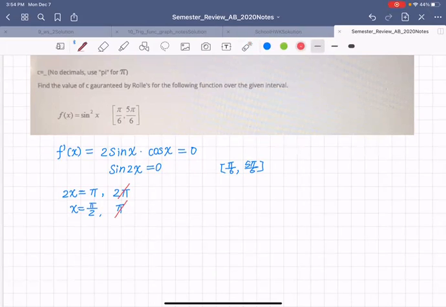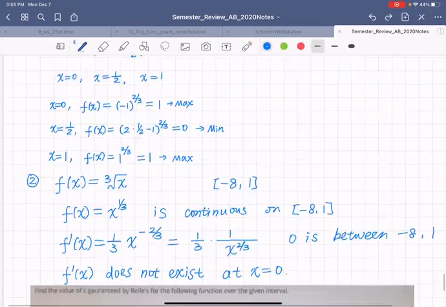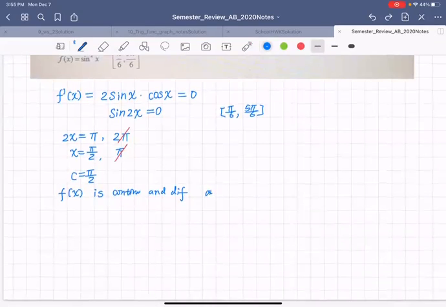That's a c value. So your c equals pi over 2. Because the original Rolle's theorem is saying f(x) is continuous and differentiable on the interval between a and b, right? And f(a) equals f(b). So there must be a point where x equals c, so that f prime of c equals 0.